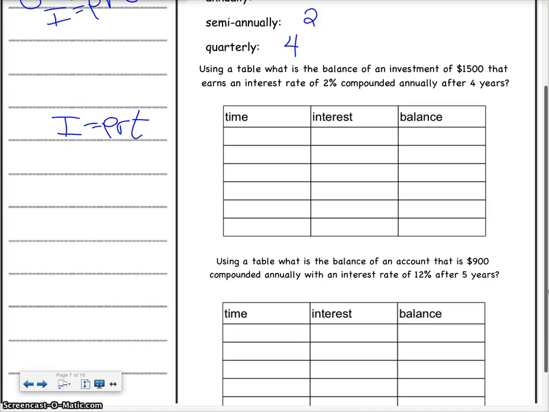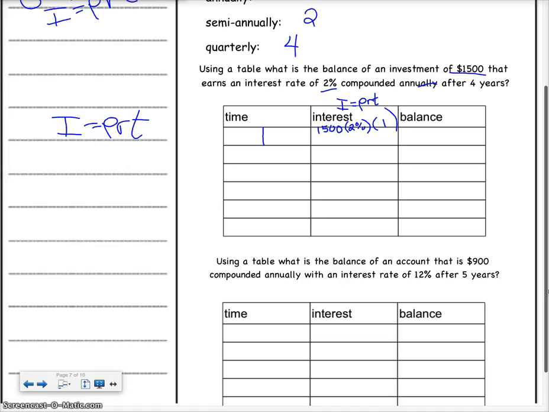Okay, so using a table, what is the balance of an investment of $1,500 that earns an interest rate of 2% compounded annually after 4 years? Okay, so year 1. I want to know what is my balance after year 1. So here's how you calculate that. You use I equals PRT, and then you add it to your original. So at year 1, my interest is $1,500 times 2% times 1. Time is always going to be 1 in this column.